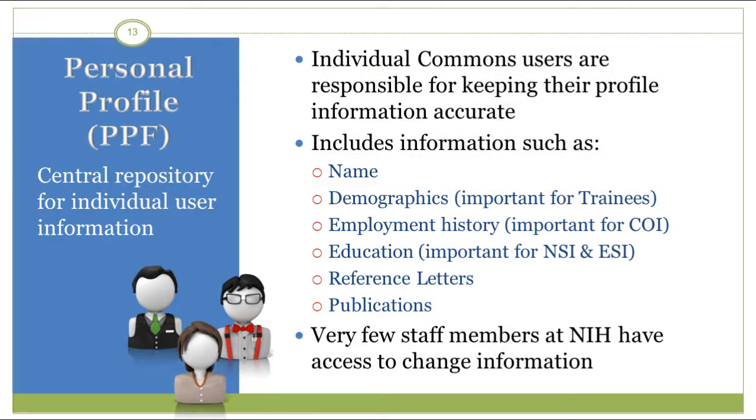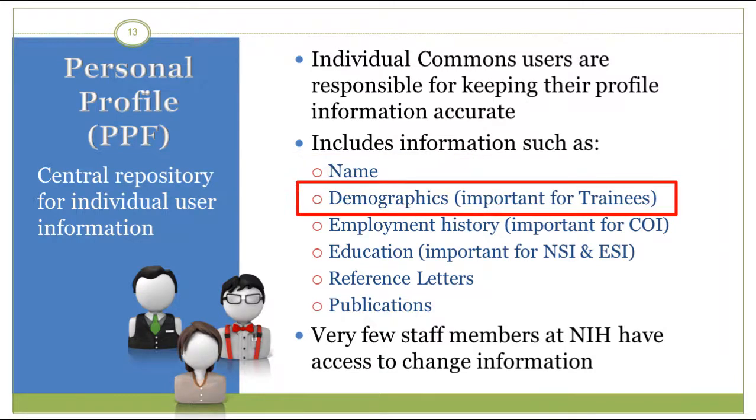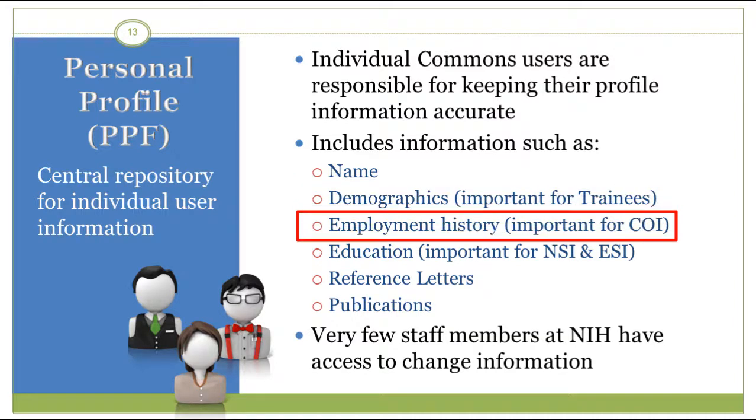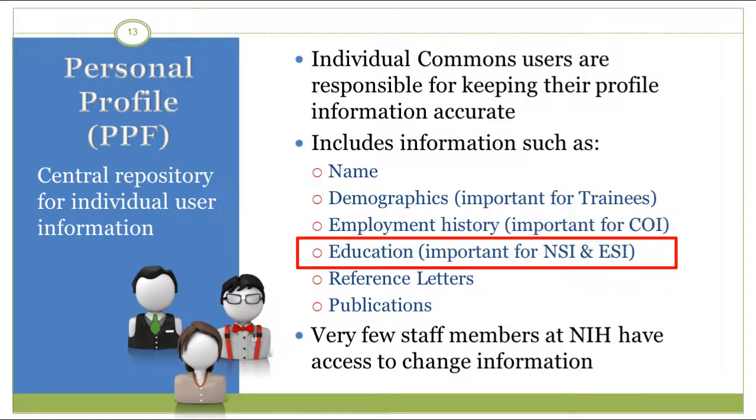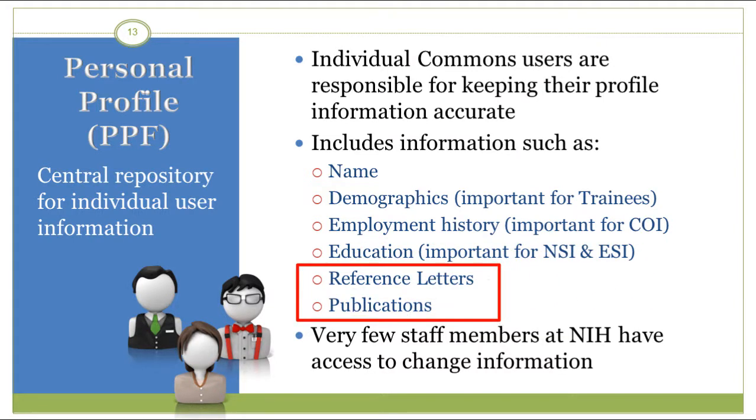So now we are at the personal profile, or PPF. This is where we ask our users to maintain data that is specific to them. Things like name, demographics, which is important for trainees, your employment history, which we use for conflict of interest checking in review, education, which is important for new investigator status or early stage investigator status, reference letters, and publications. Very few staff members at NIH have access to change this. This is really up to the person who owns the personal profile to make those changes.